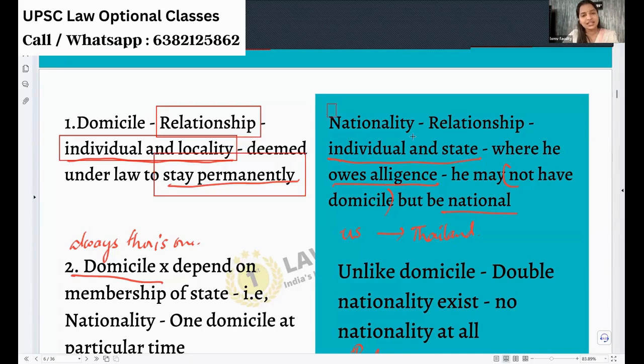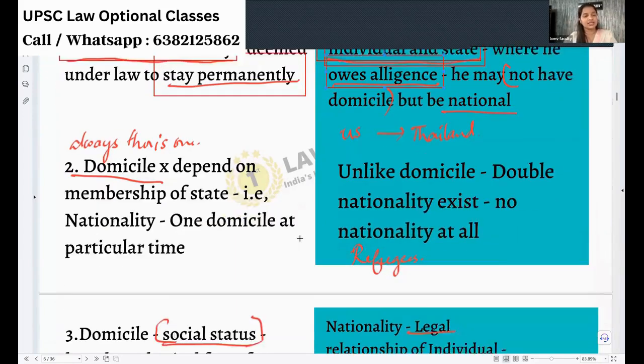Okay. And nationality is a legal relationship between the individual and the state. Domicile is a relationship between the individual and the locality, the geographical location. But nationality is a legal relationship between the individual and that particular state, a political entity, where he owes allegiance. That is very important. I can have an Indian citizenship and still say that I want to permanently settle down in any place where I feel happy and comfortable. So, nationality means where I owe allegiance.